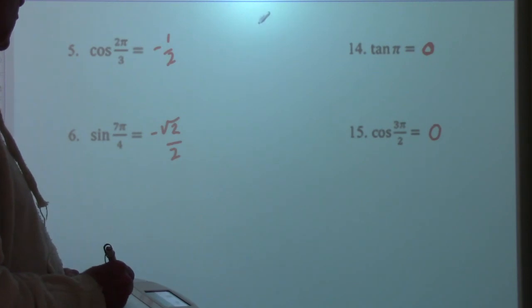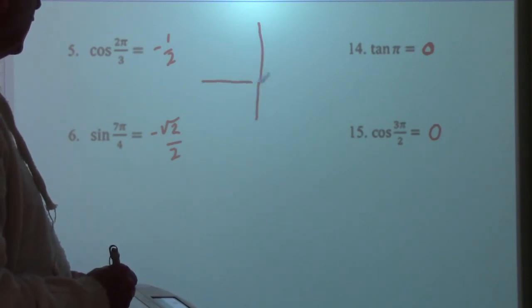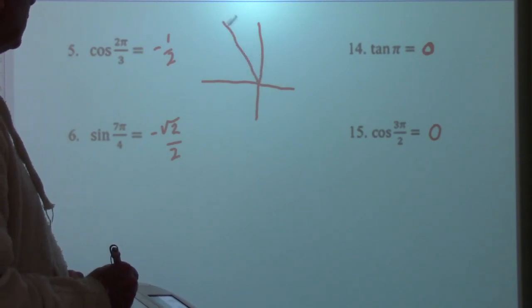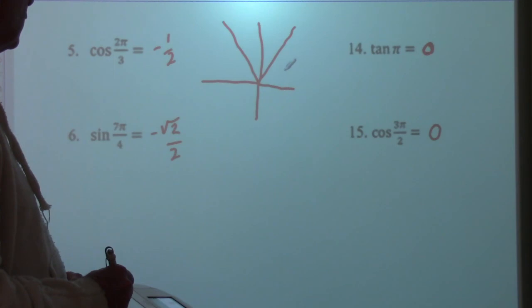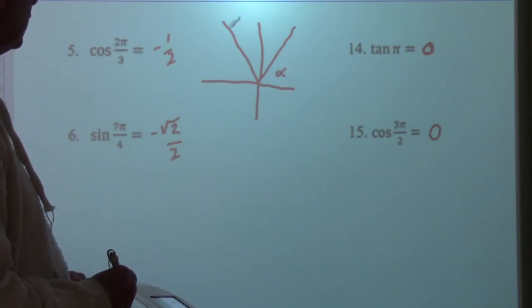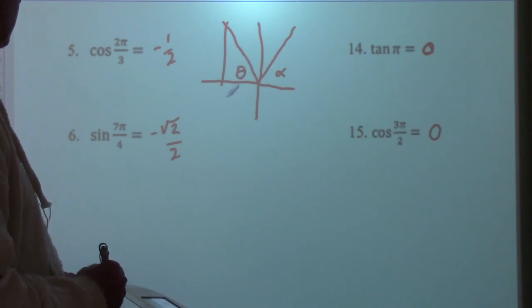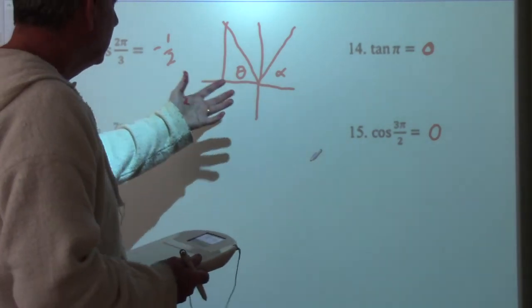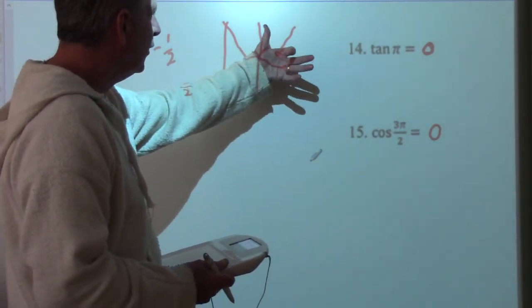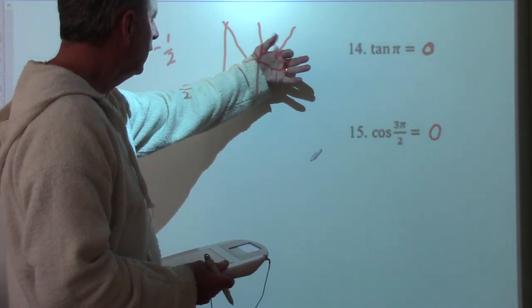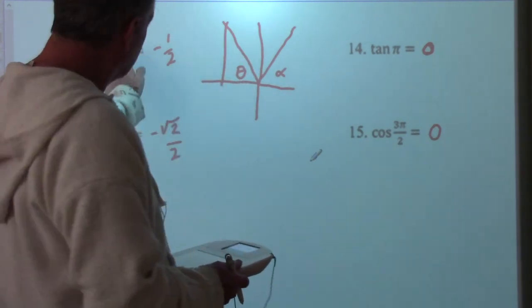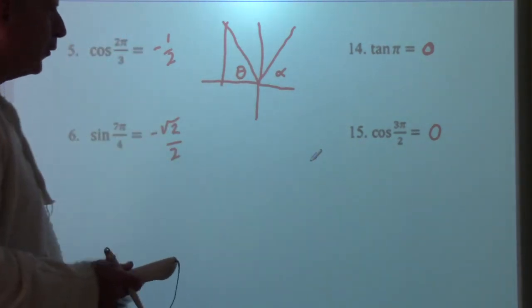On this one, we have 2 pi over 3 right here. So here's pi over 3 over here, and here's 2 pi over 3, but our reference angle is going to be right here like this, but cosine is going to be negative. So it's square root of 1 over 2, but that's going to be negative because we're over here in quadrant 2. That's how we got the negative 1/2.